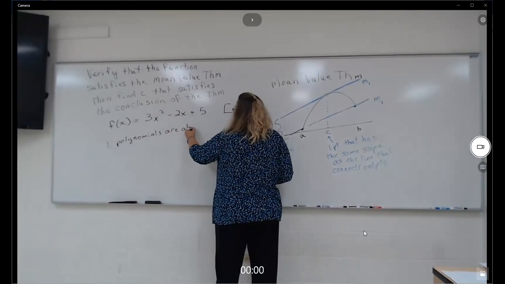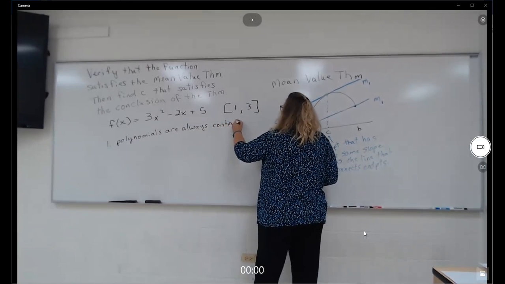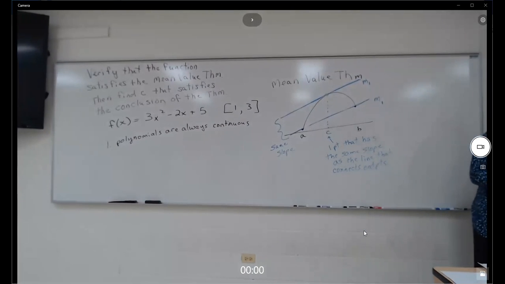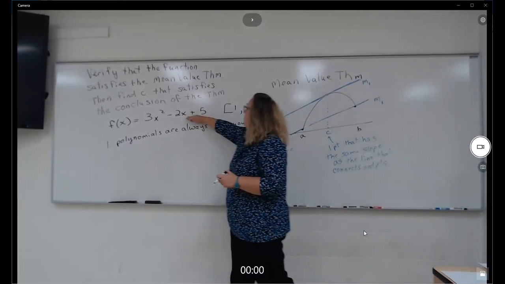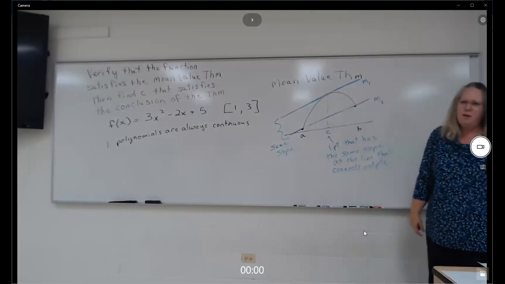Either one. Does it make sense that if it's always continuous, it definitely covers from 1 to 3? Okay, but remember, we really only care about from 1 to 3. Now, to see if it's always differentiable, I would be okay if you say, hey, polynomials are always differentiable. That would be okay.